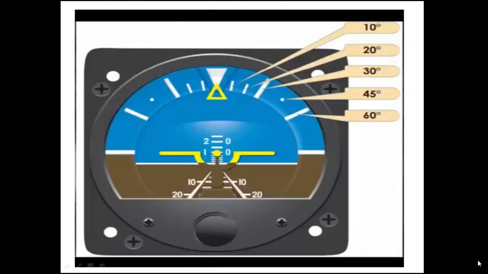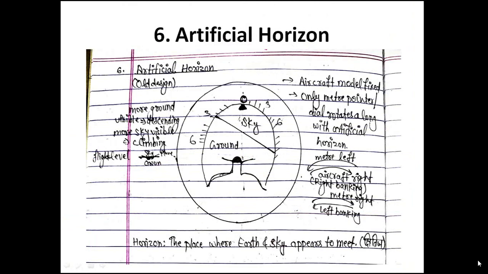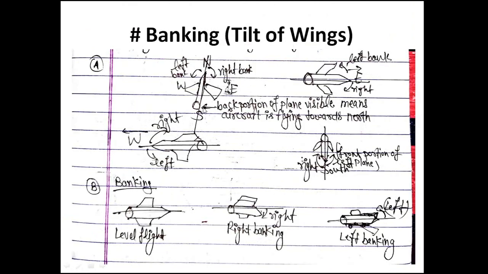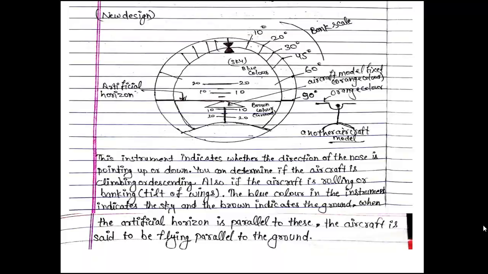See, here I have made this. Yes, see the top, the back portion of the plane was visible. It means the aircraft was flying towards north. And when the nose is to your right side, it means the aircraft is moving towards east. When the nose is to your left side, the direction of the aircraft is towards west. And if the nose is visible to you, it means the aircraft is moving towards south. Now you can easily do the banking in any direction.